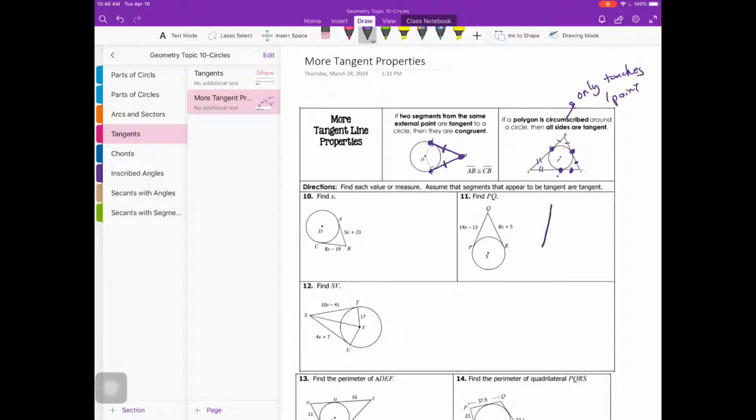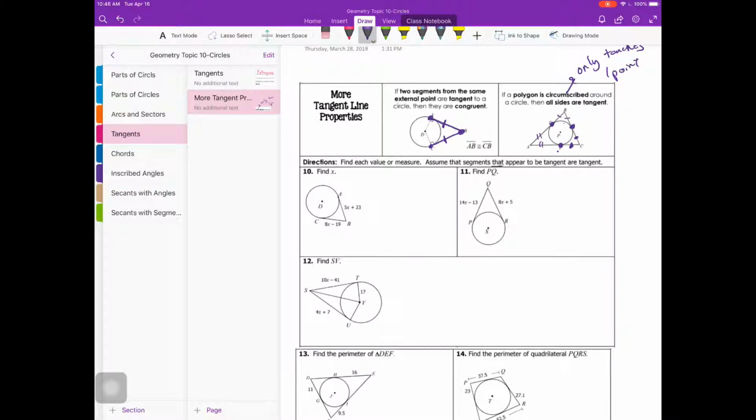Okay? So now, if we look at number 10 over here, we should assume that the segments that appear to be tangent are tangent. So that's our first little thing. If we are tangent at A and we're tangent at C, then this is going to equal this. So 5x plus 23 equals 8x minus 19. And we solve by doing our order of operations here. So x is, I think this is 14 there.